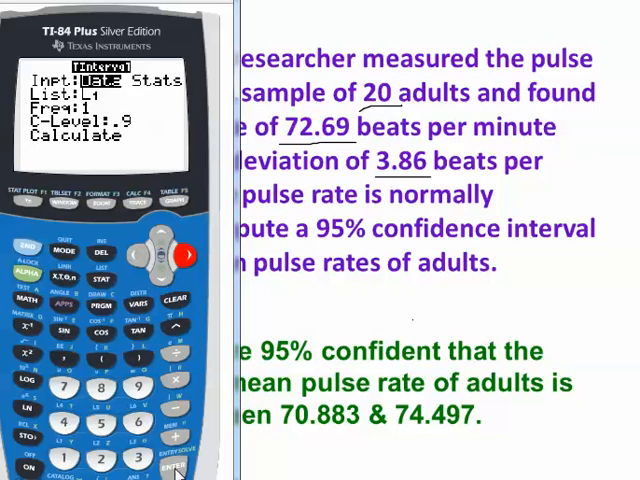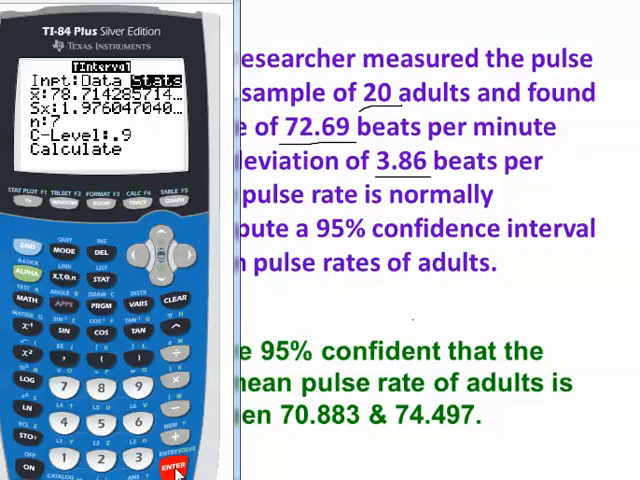On tests, that's probably what you're going to have a lot of, just the statistics. They gave us an x bar, their sampling information, 72.69 beats per minute. They found a standard deviation of 3.686. And how many people did they test? Well, they tested 20 people. Not 220,000. It's 20 people.